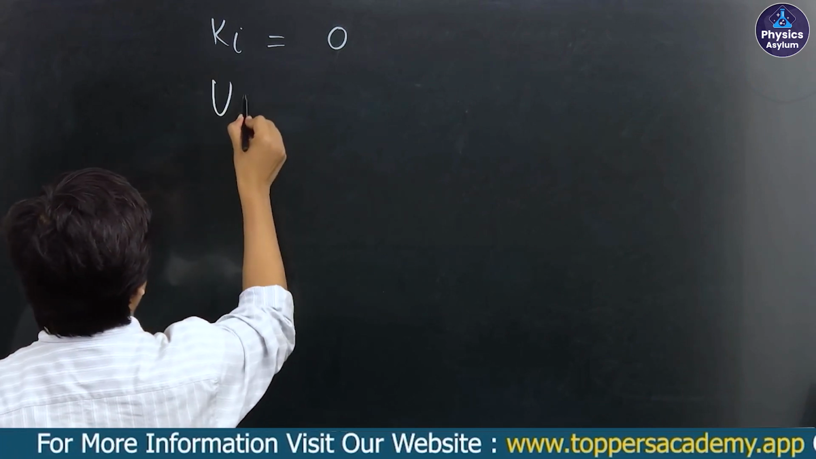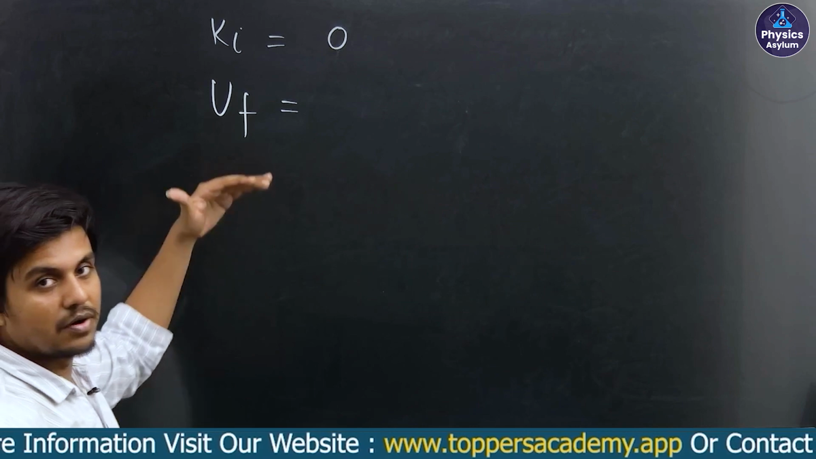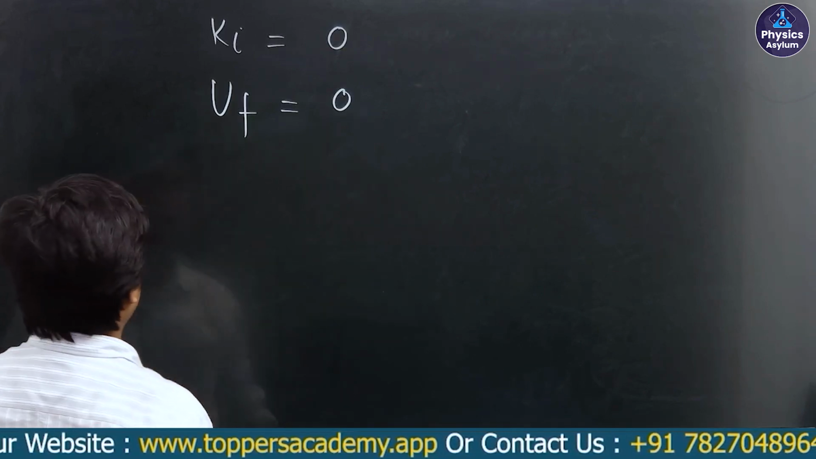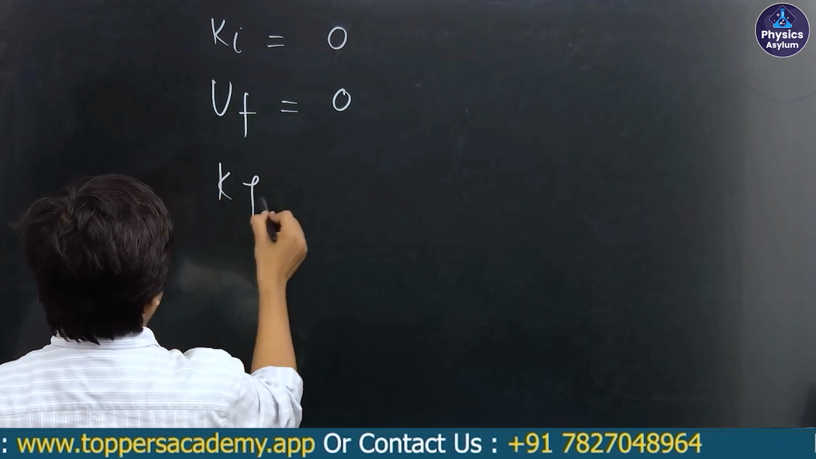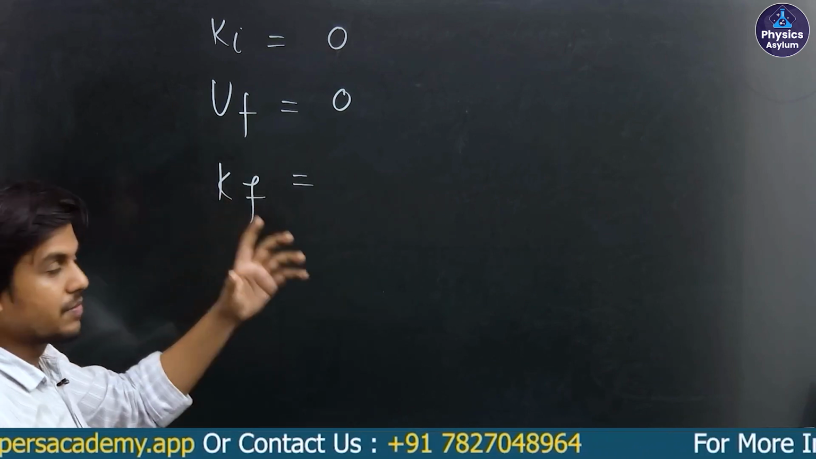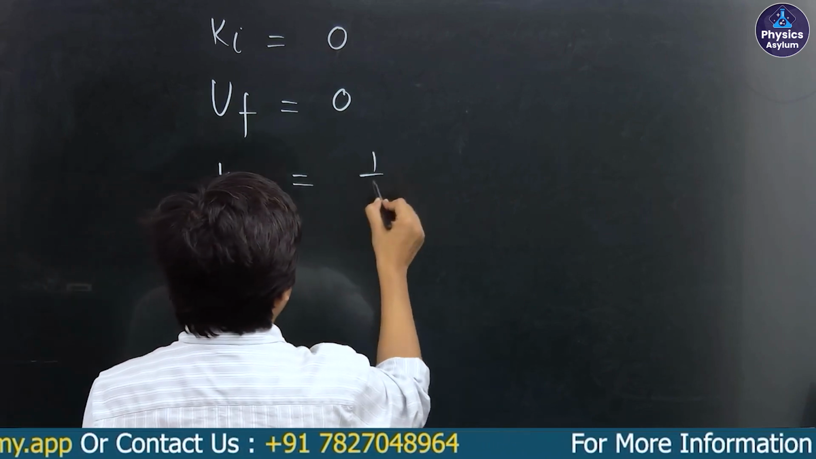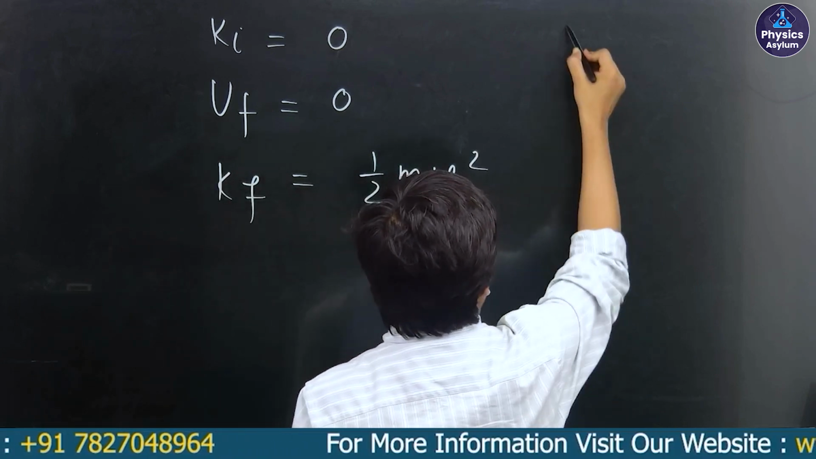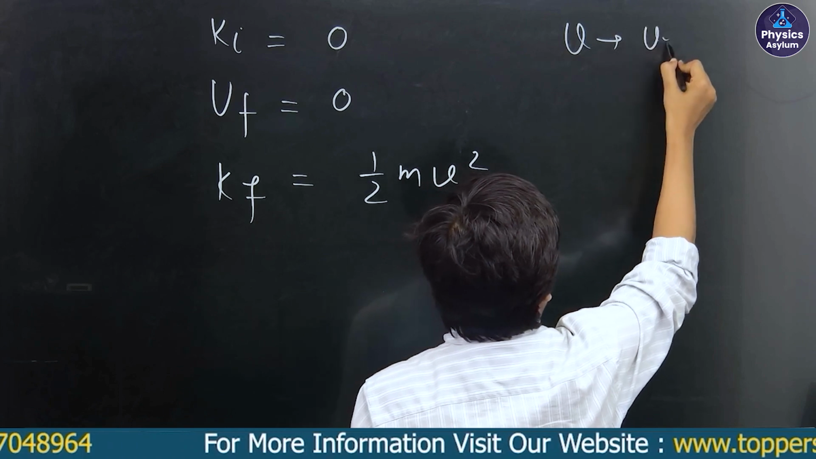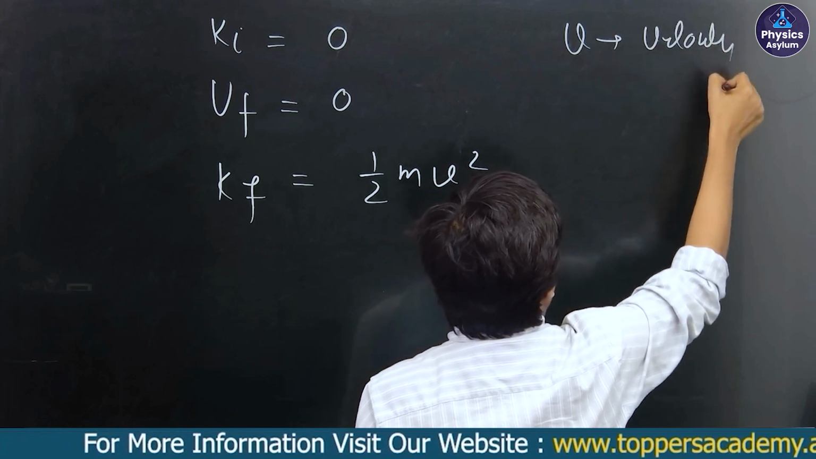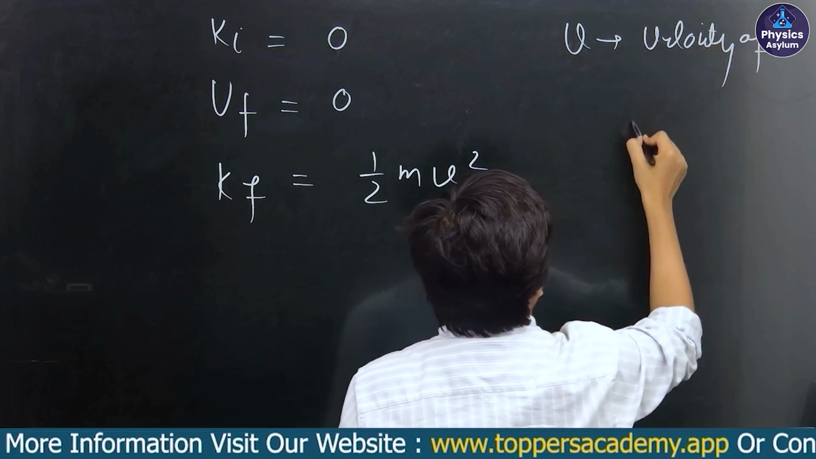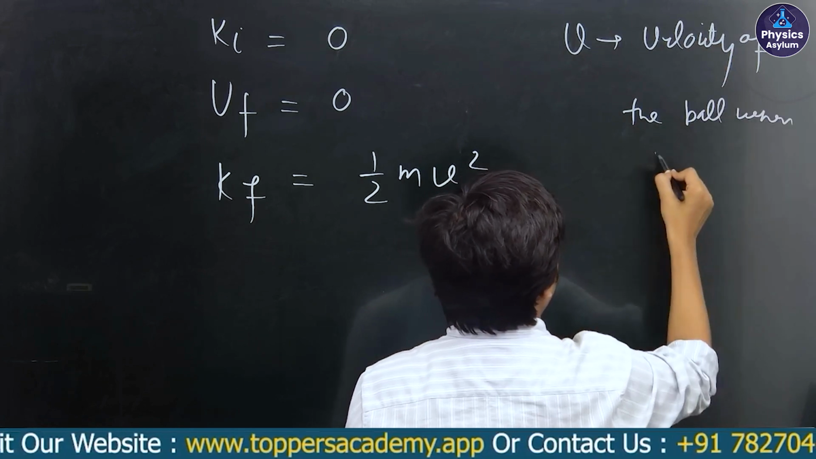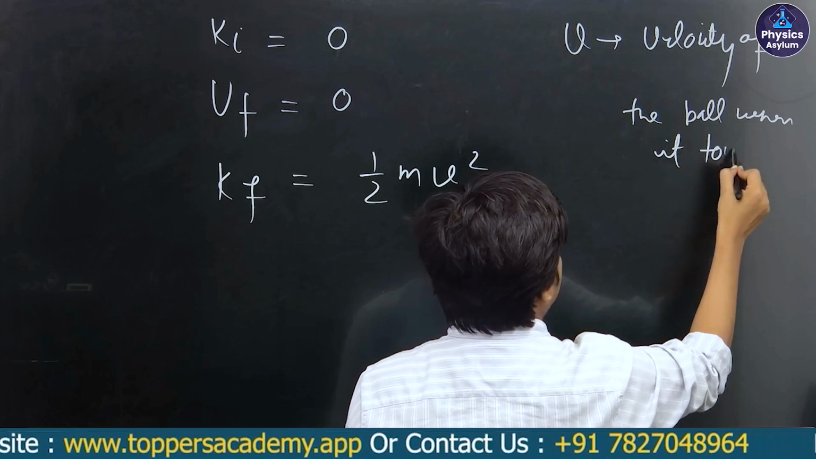Now what will be the potential energy when the ball reaches the ground? That is 0. We are taking it as the reference level, right? Now what will be Kf? That is the kinetic energy of the ball at the ground. That will be 1 by 2 mv square. I am assuming that v is the velocity of the ball when it touches the ground.